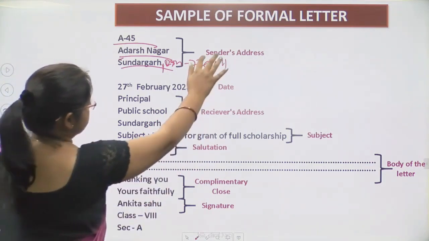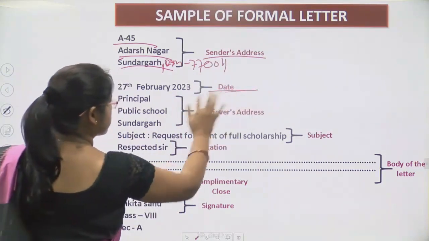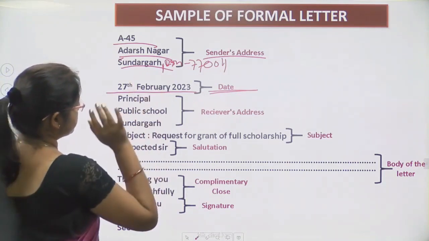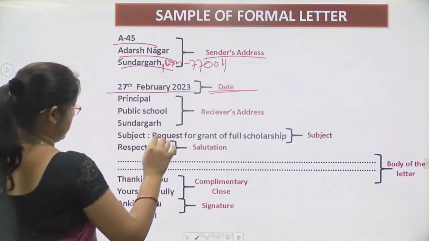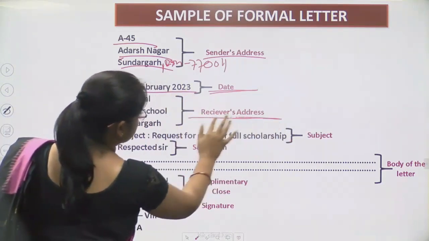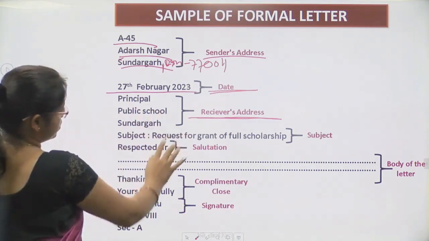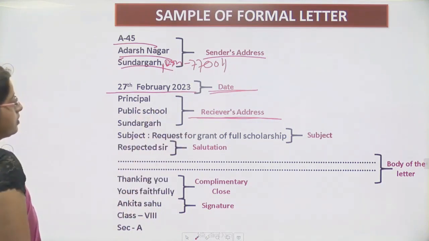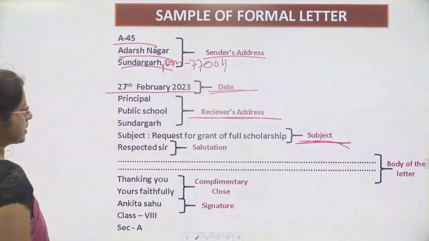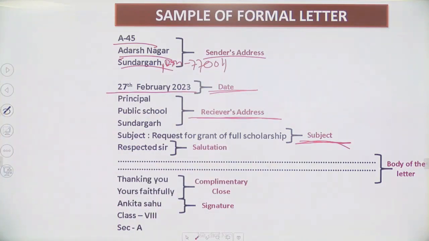Then next, first write the sender address. Next you have to write the date, always in expanded form. Then after the sender address, keep one line, then you have to write the receiver address. Principal, Public School, Sundargarh, for example. Then you have to write the subject. This is important: request for grant of full scholarship. Like that you have to write the subject.